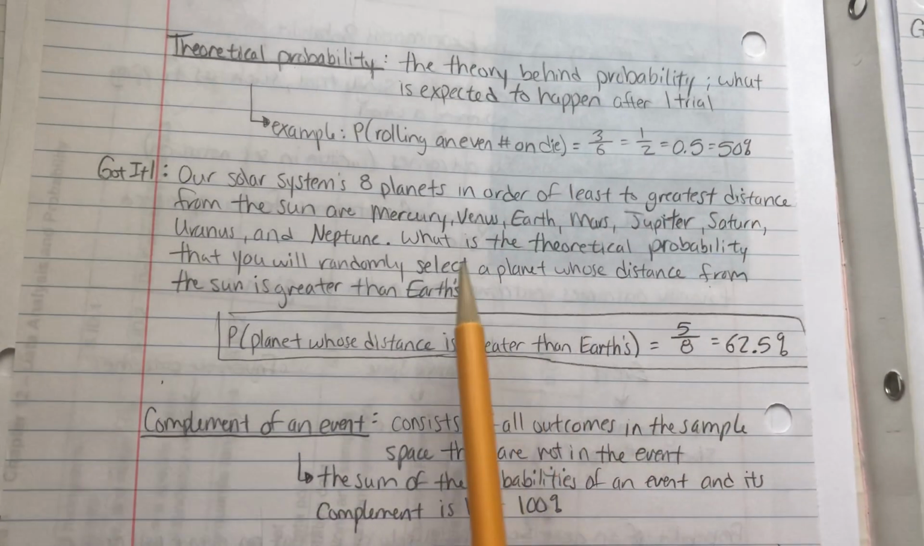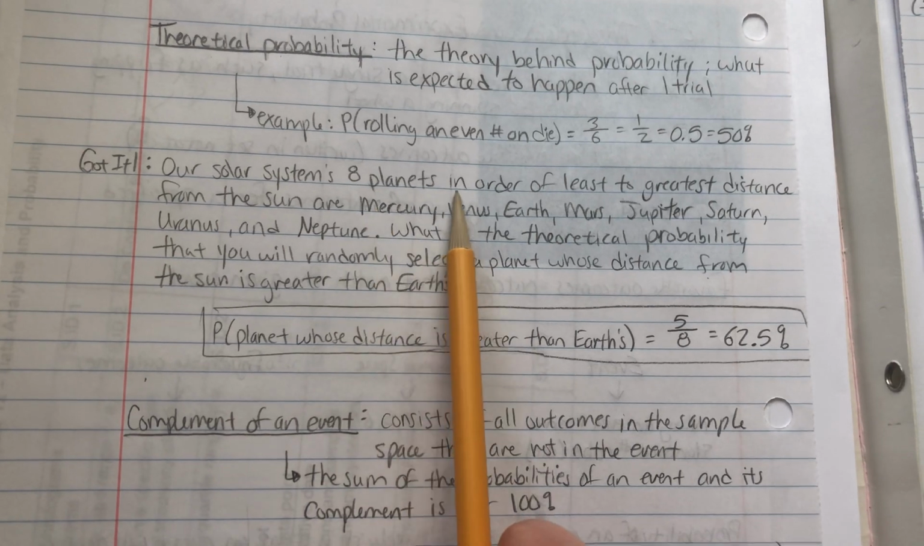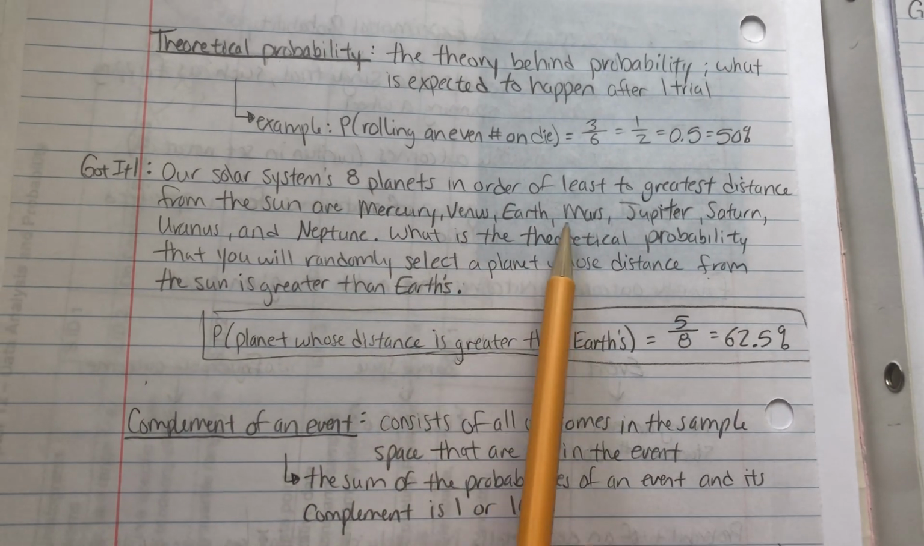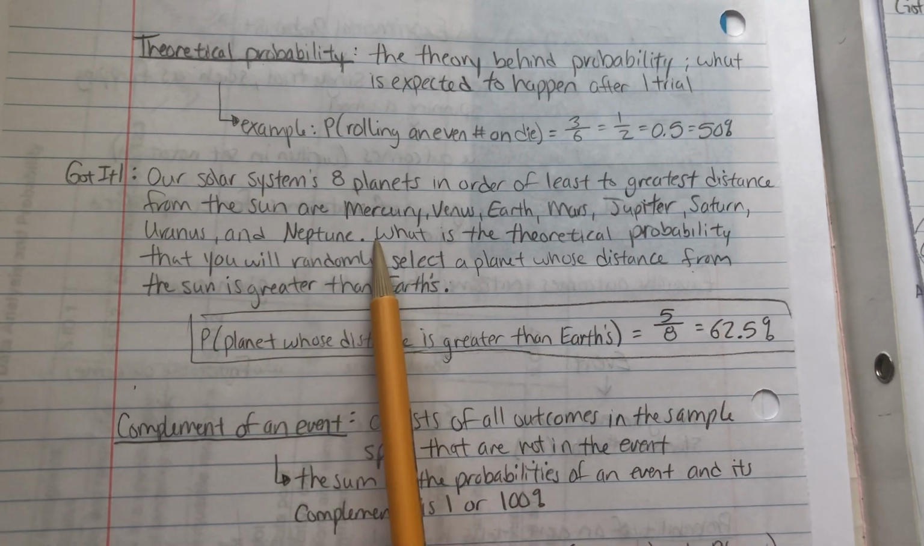Okay, so got it. Our solar system's 8 planets in order of least to greatest distance from the sun are Mercury, Venus, Earth, Mars, Jupiter, Saturn, Uranus, and Neptune.